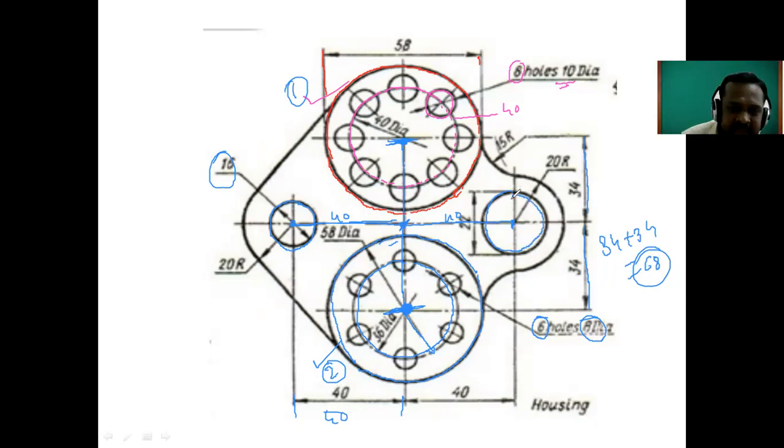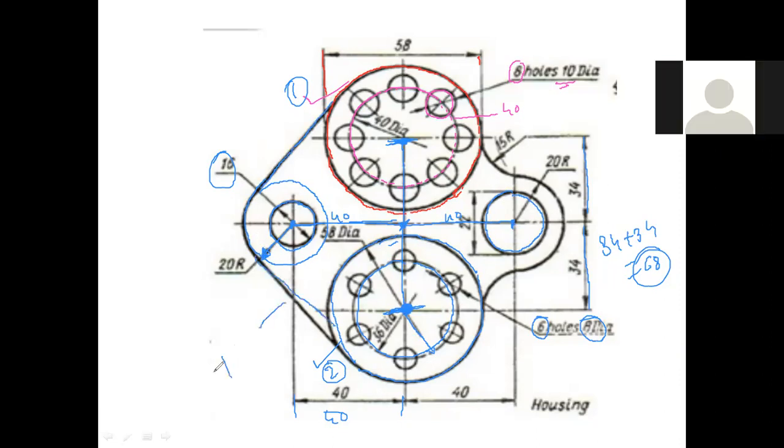Then again we have to follow the similar process on this side. From this center point, this radius they have given. What is this radius? 20. Means here we have to draw one circle of radius 20, and then join this line with the help of the tangent. So this is the tangent. You have to understand the difference between tan tan radius and tangent.